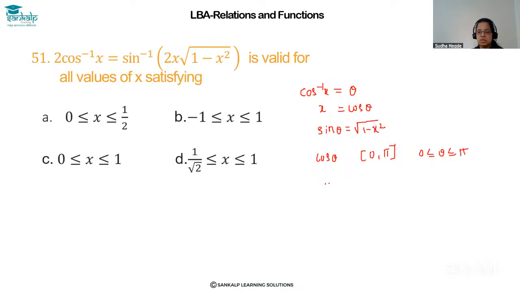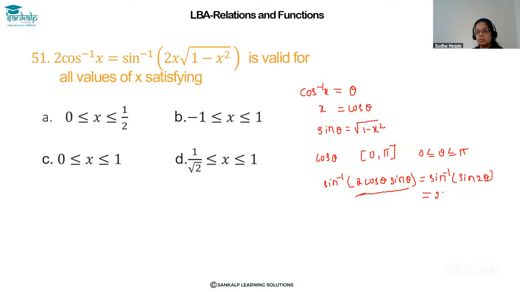It is sine inverse of 2 into what is x? X is cos theta. What is square root of 1 minus x square? That is sin theta. So this is equal to sin inverse of 2 times cos theta into sin theta, or 2 times sin theta into cos theta. That is the sin 2 theta formula, right? So it is sin 2 theta.